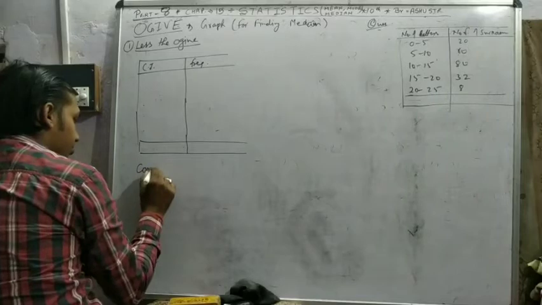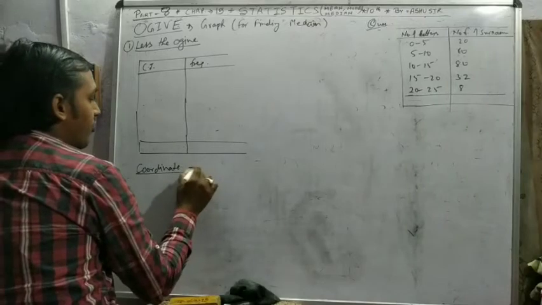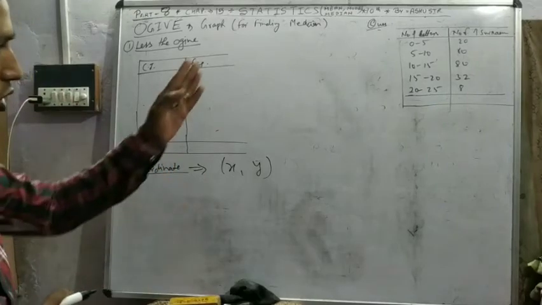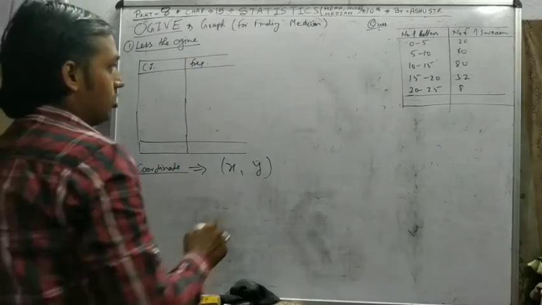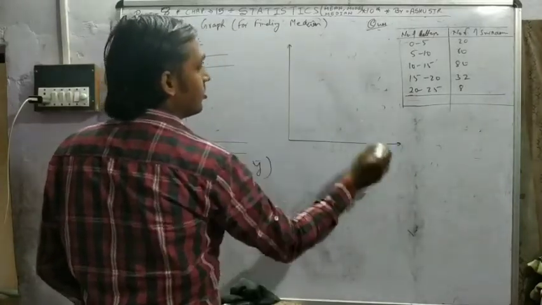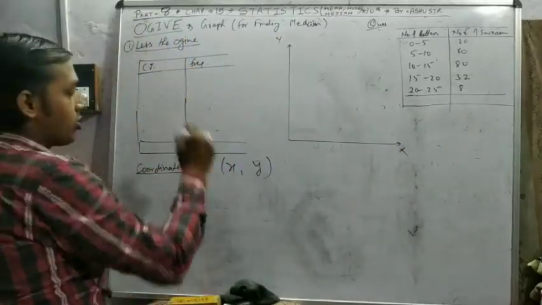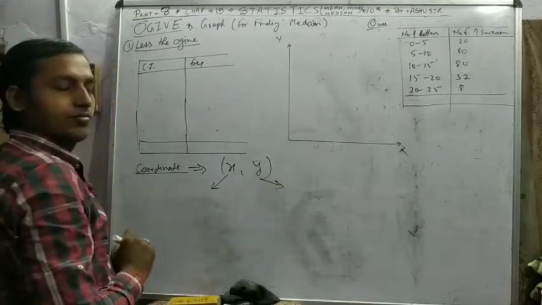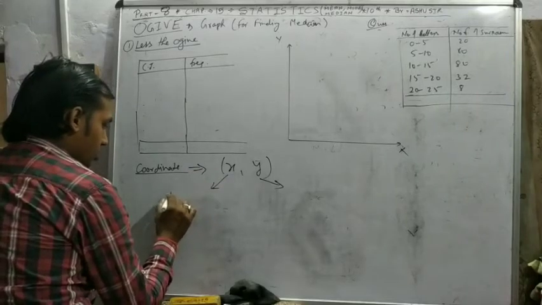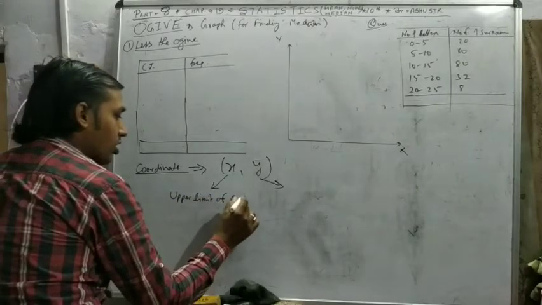Coordinates for any graphical representation are always in the form of x comma y. So we can plot them and get the graph, with x-axis and y-axis. Here for the less than ogive, x and y: x is the upper limit of the class interval.